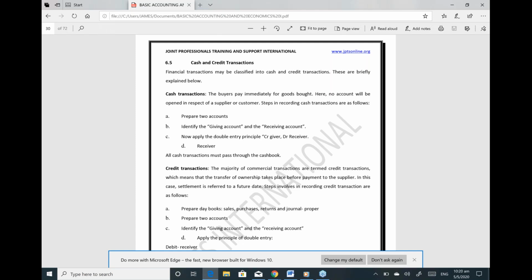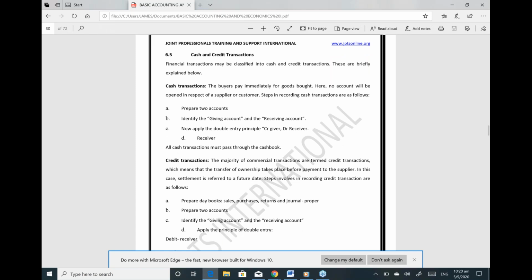Credit, CR, your giver; DR, your receiver. Now, don't forget, your debit side tells you that you are a receiver. Your credit side tells you a giver. Your debit side tells you the receiver. All transactions must pass through the cash book.